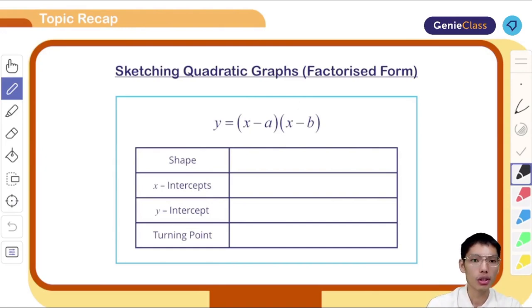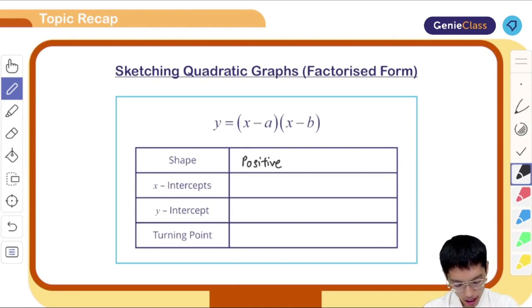Okay, so take note, y equals x minus a, x minus b. What is the shape over there? Okay, it's a positive coefficient down there, so we talk positive. Very good, Jude. Anybody else wants to try? It's going to be a U shape, as what Jude said. Perfect over here. What is my x-intercept? Found a factorized form. What is my x-intercept?